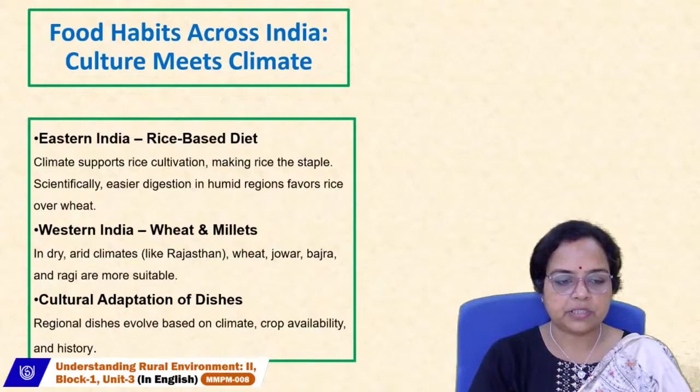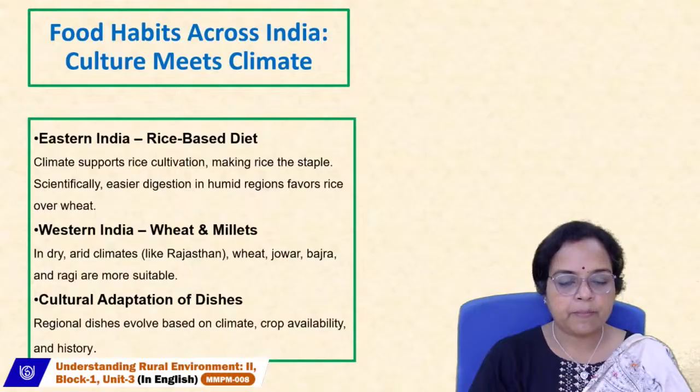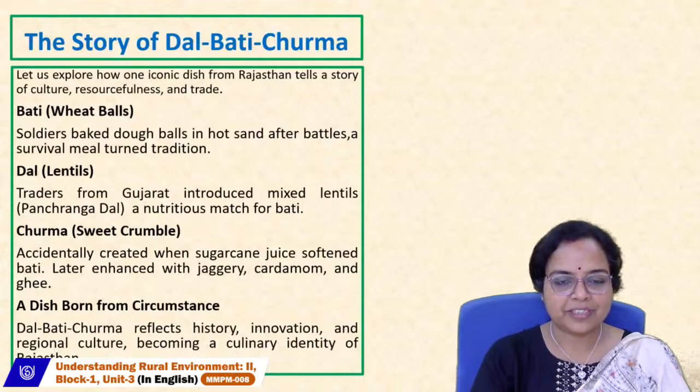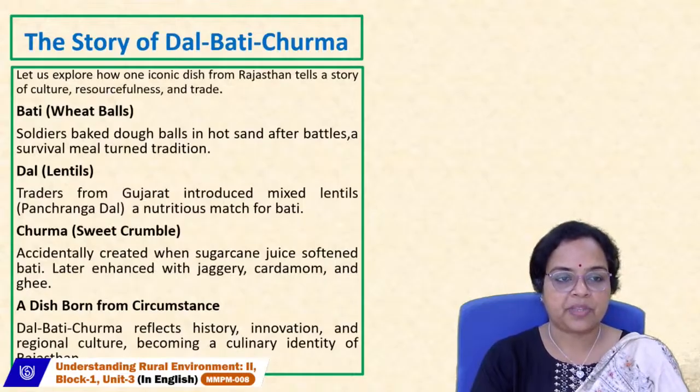Cultural adaptation of dishes: regional dishes evolve based on climate, crop availability, and history. That means people are acquainted with cooking processes related to the produce of their own land. The story of dal bati churma. This is a common story, and all of you may know this. Let us explore how an iconic dish from Rajasthan tells a story of Rajasthani culture.